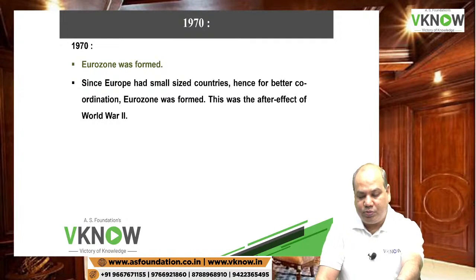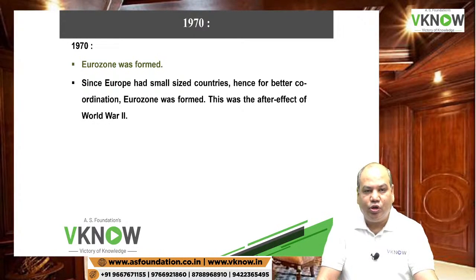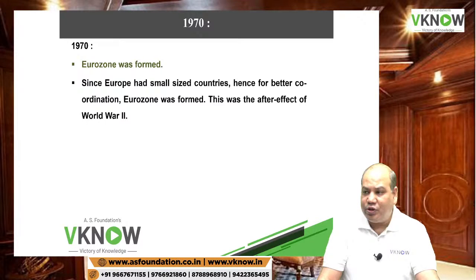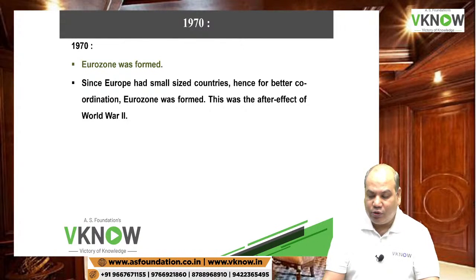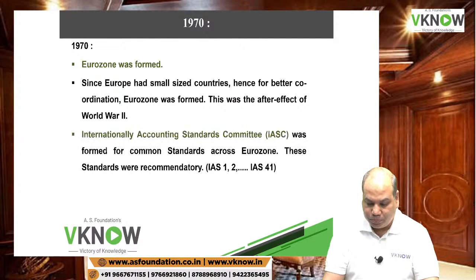Now you know the special feature of Europe. It consists of small-size countries. Countries like Germany, France, Italy, Austria have a population that is less than even, in some cases, a city of India like Kolkata or Bombay or Delhi. So they came together for better coordination and therefore the Eurozone was formed. This was the after effect of World War II.